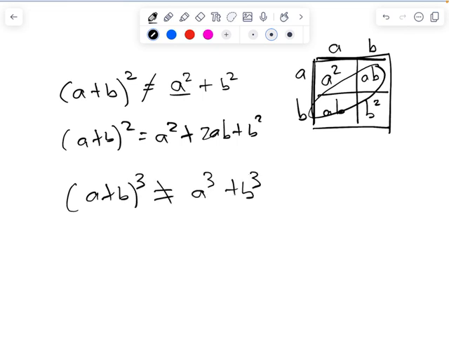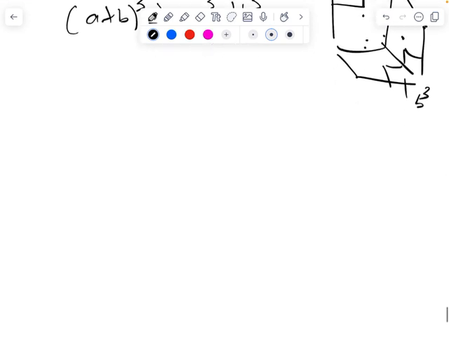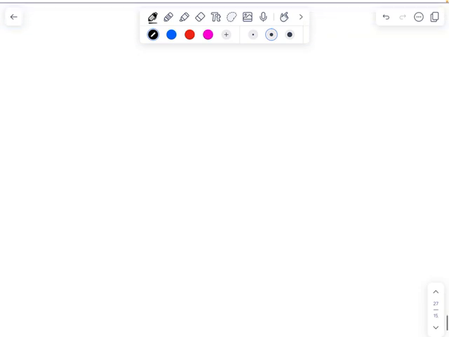Now for the same reason, a plus b cubed is not going to be a cubed plus b cubed. And this is going to be a three-dimensional figure. This guy right here is going to be our a cubed. This one right here is going to be our b cubed, but we have a bunch of other regions. So what are those regions? Well, the way we talked about it last class is you just do it manually. It's just a lot of plugging and chugging.